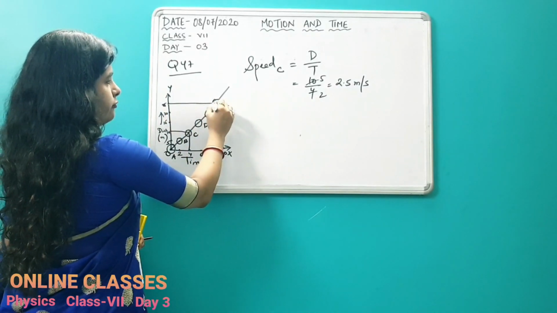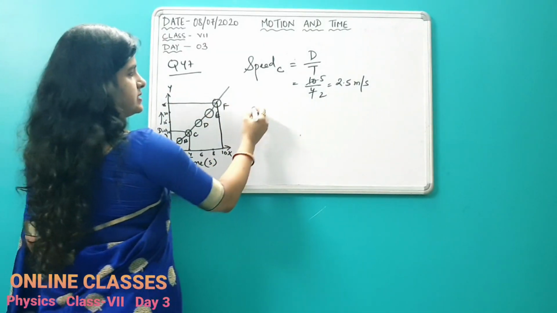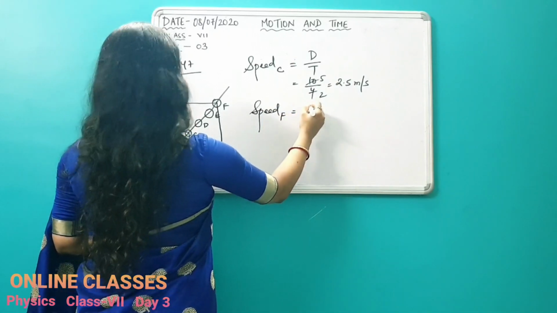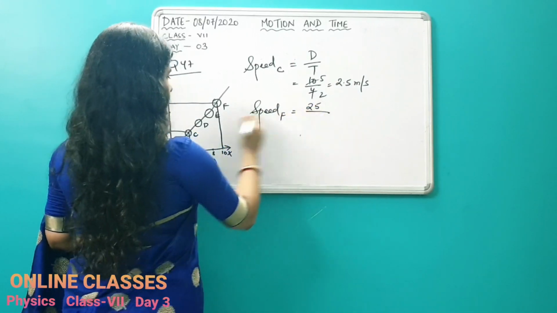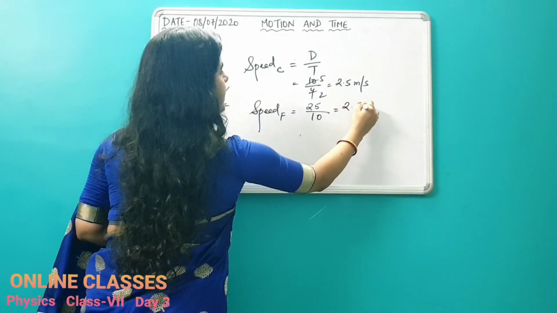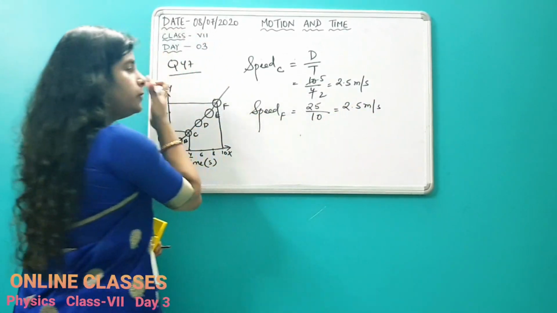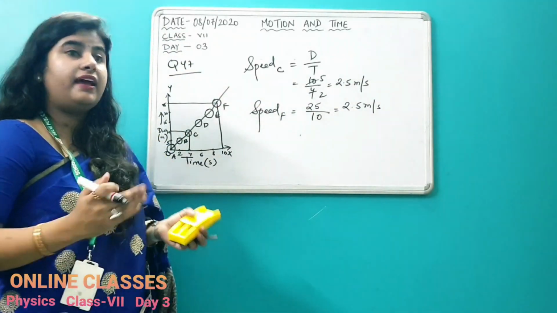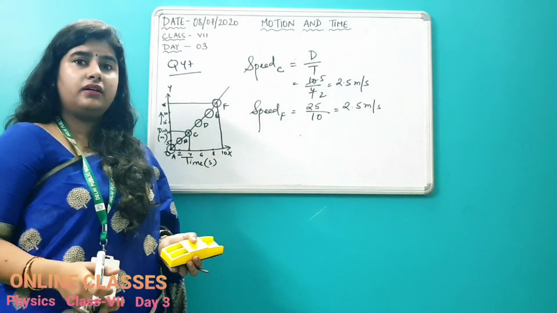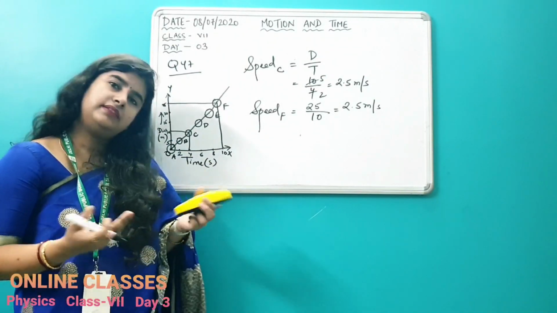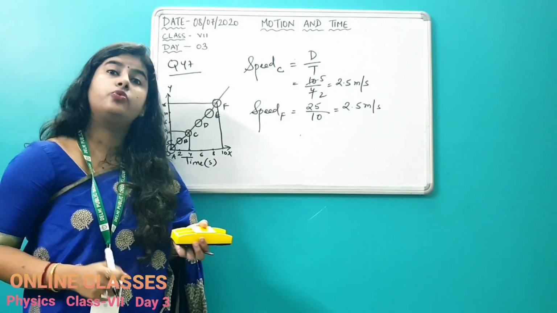At point F, what is the speed of the vehicle? Again, distance by time, distance is 25 divided by time, 10. Again, it is 2.5 meter per second. So what do you notice? Don't you find that the speed is same at every point? Whenever it is covering the same distance, the speed also remains the same throughout the journey.